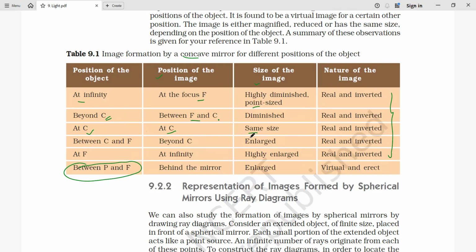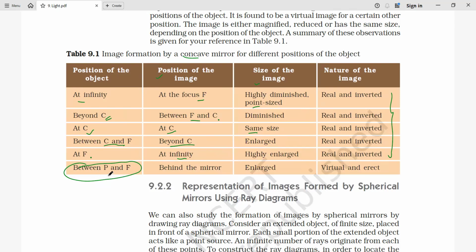What is the object size? The same as the image size. Both sizes are the same when the object is at the center of curvature. Next, the object comes closer, between C and F. Then the image is beyond C, and it is enlarged, real and inverted. Now the object at F: the image goes to infinity, highly enlarged, real and inverted.